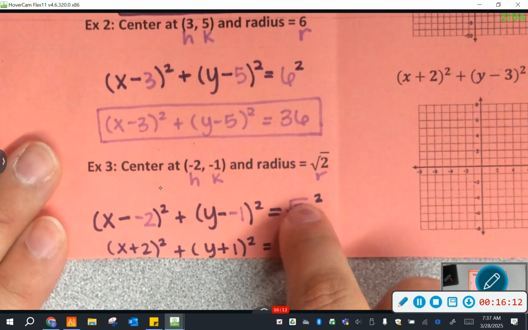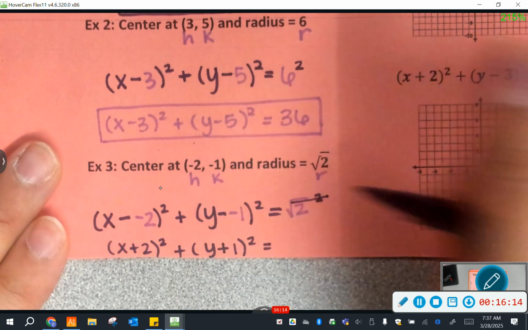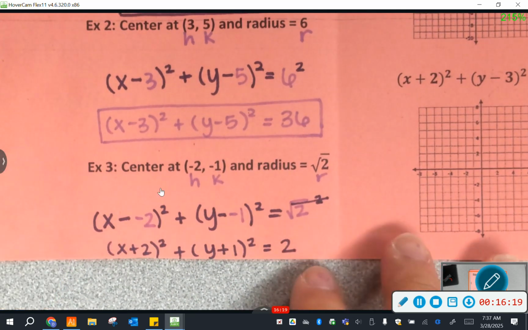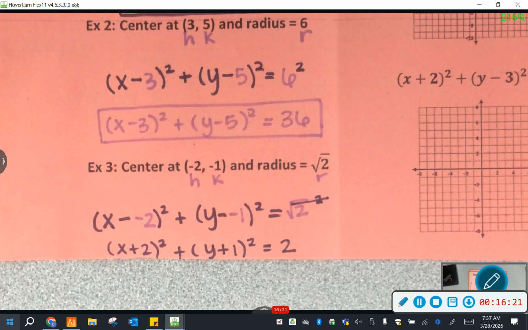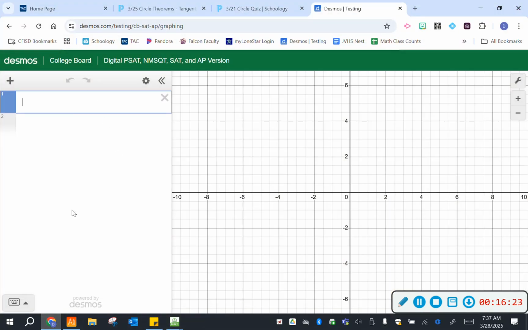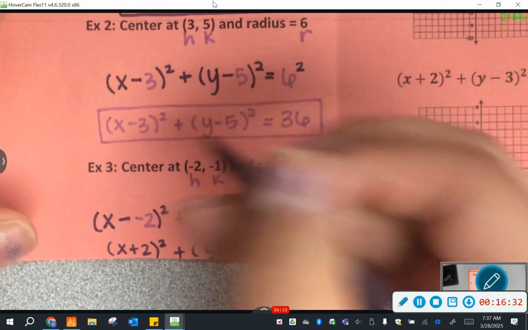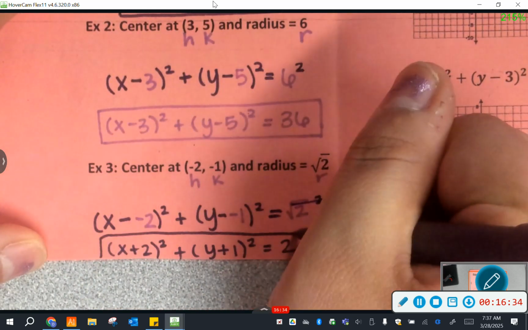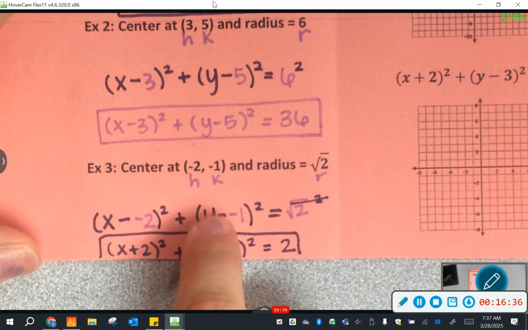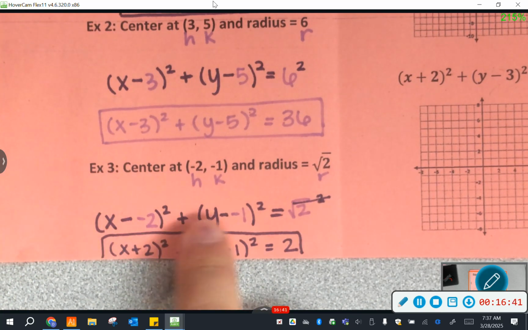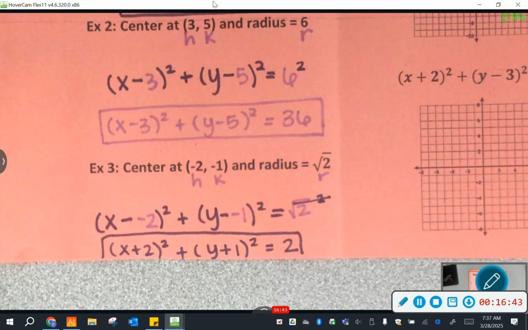What happens to this square root in the squared? So what is it left with? 2. And if you're not sure of that, what can you do? You could always type it in Desmos and just say, oh, I have no idea what the square root of 2 squared is. But Desmos does. That's an option too. All right, and this is my answer. Do not leave it like above. You will get points off if you leave it like what's above. Like, don't leave it like the first line. You have to simplify it out.